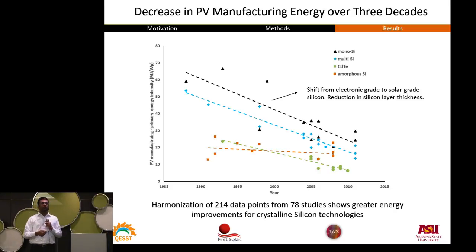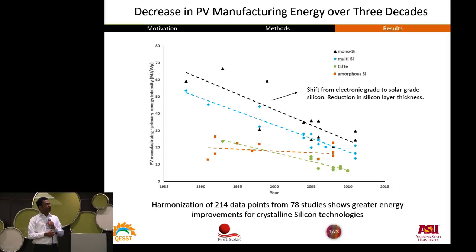They shifted from electronic-grade silicon to solar-grade silicon. That's because there was a shortage in electronic-grade silicon, which was extremely pure. Therefore, it's more energy-intensive. They shifted to solar-grade silicon, which in comparison is less pure, but it's effective, and it's less energy-intensive. So that was one thing that reduced the energy requirements for manufacturing a PV system. The second aspect was that the absorber layer in the crystalline silicon reduced. So that reduced the amount of silicon that's required to manufacture the PV system. So these were the two improvements that led to reduction in energy requirements. So that was the past.